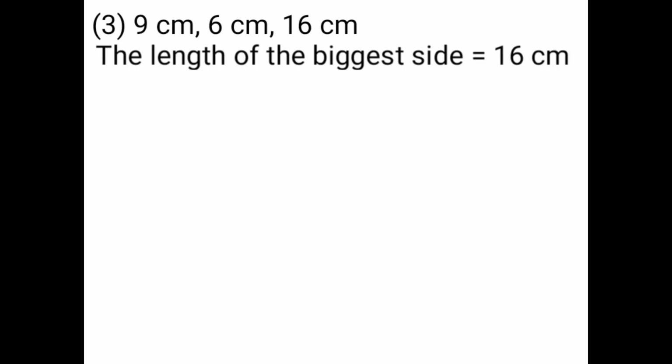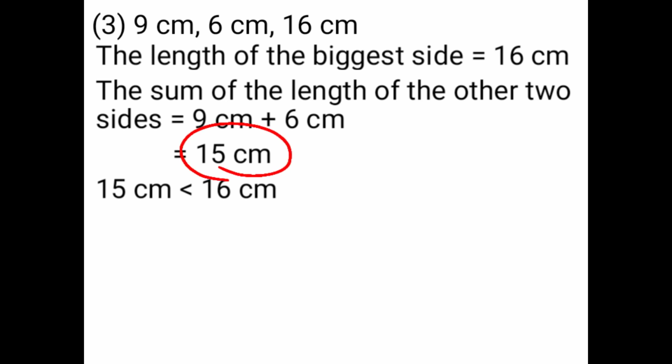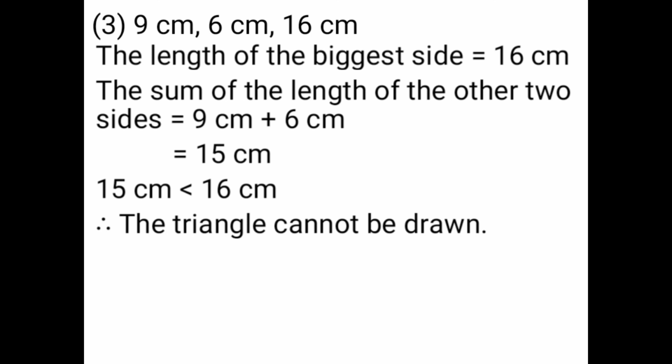Next, the third sum we will do: 9 centimeter, 6 centimeter and 16 centimeter. You have to write the same statement. The length of the biggest side is 16 centimeter. The sum of the length of the other two sides is 9 centimeter plus 6 centimeter. 9 plus 6, add. The answer is 15 centimeter. 15 centimeter is smaller than 16 centimeter. After adding these two smaller sides, the answer is 15 centimeter, compared with the length of the biggest side, the third side. 15 centimeter is smaller than 16 centimeter. Therefore, the triangle cannot be drawn.